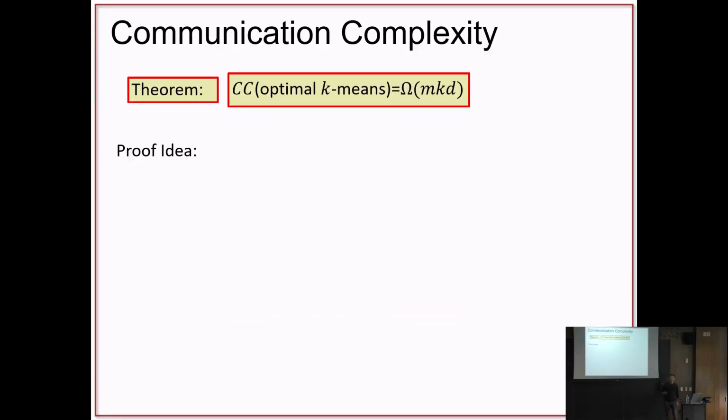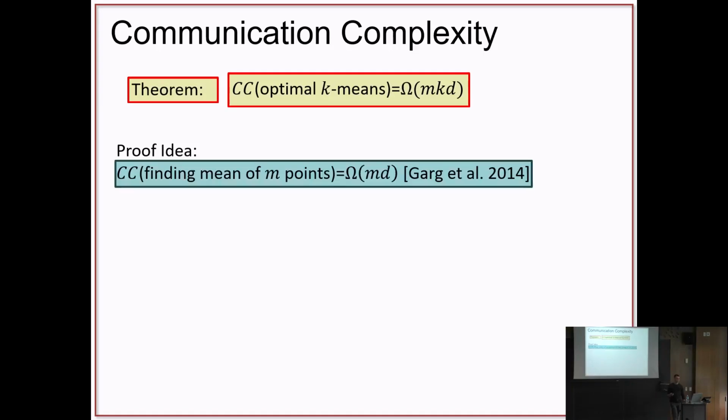I'll just give some quick intuition on how the proof goes. We use this result from Garg et al., who showed that finding the mean of m points, where the m points are all on different machines, takes omega of m times d communication. This result shows that the communication scales linearly with the dimension of the points. And this result is also for Euclidean space.